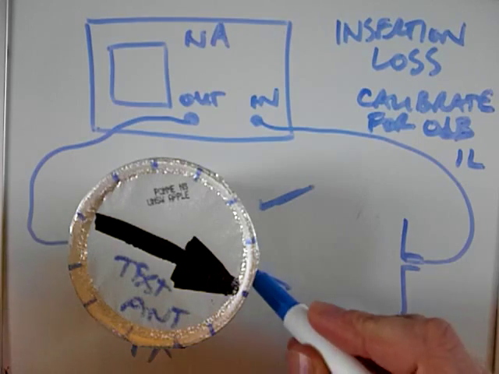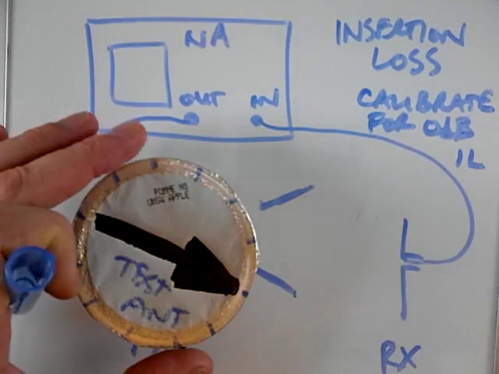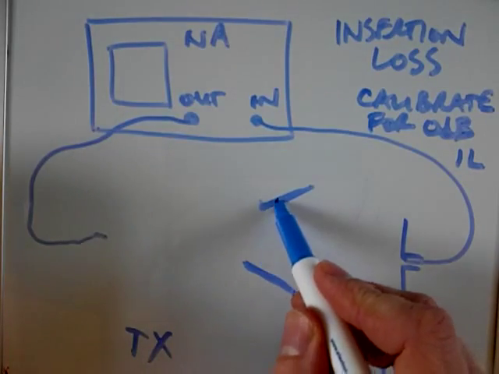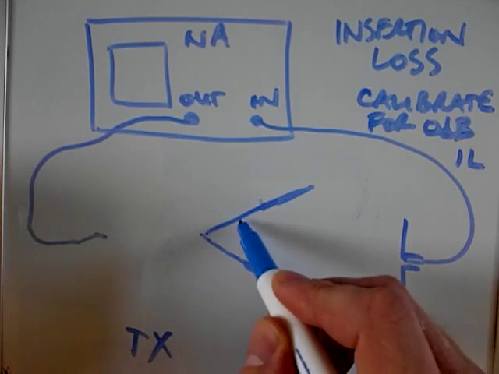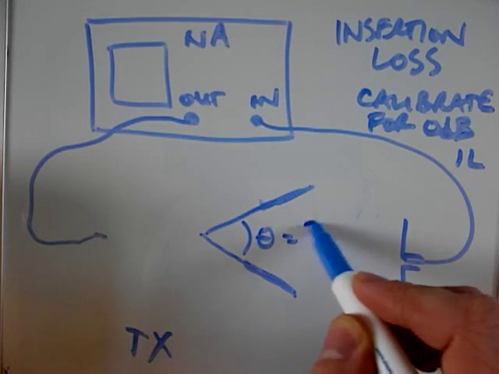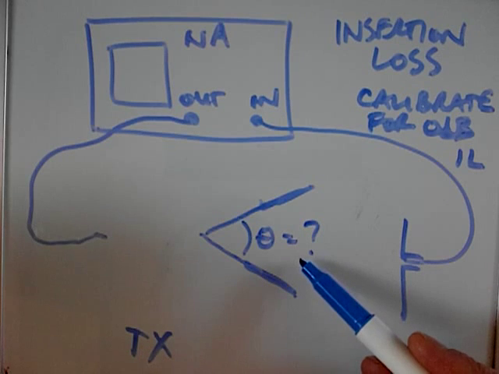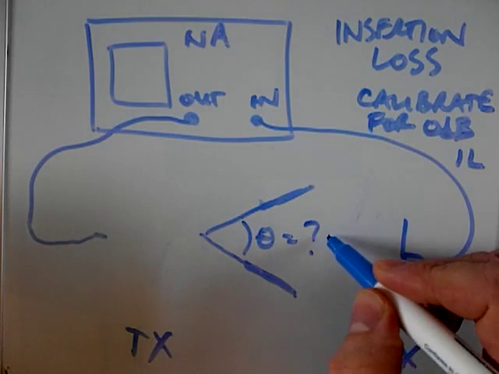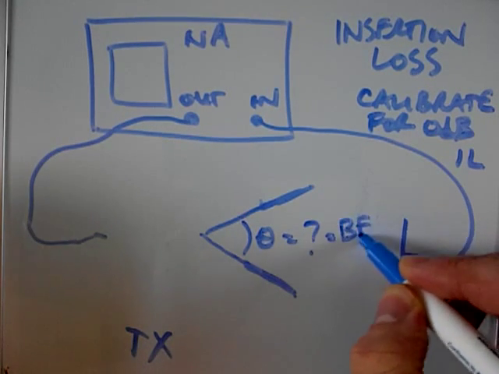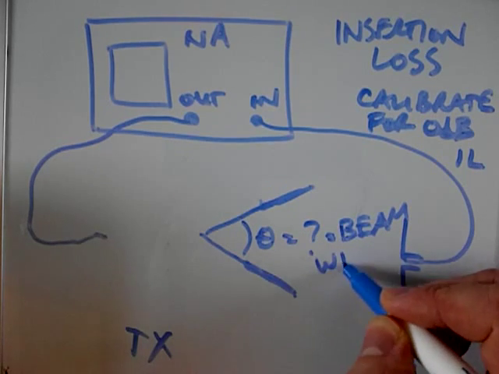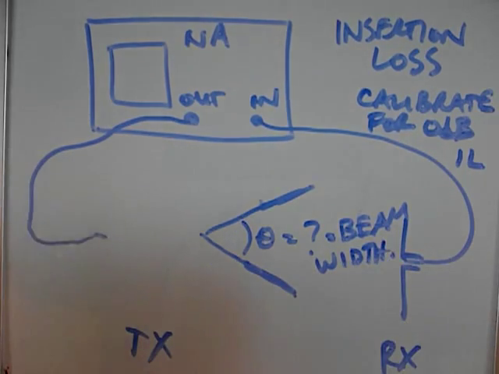And then, those are my two angles, and then if I were to take this away, if I were to make this into an angle, whatever this angle is, that's the beam width. And that's how you measure beam width of an antenna with a network analyzer.